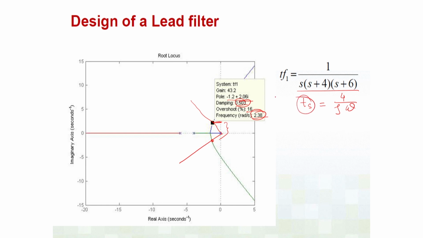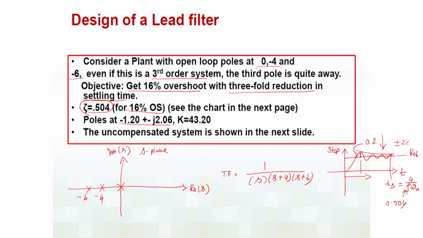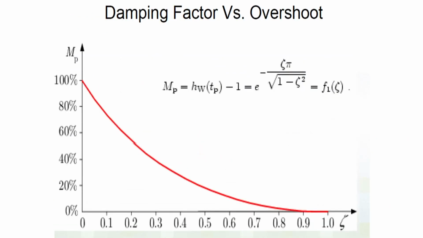So, I can get a value of the settling time, but this settling time is to be further reduced by 3 times. Threefold reduction is what we have to do, and for that we have to design the lead filter. So, let us see how we can go ahead with it. This is the chart from which you can either use this formulation or use a chart to figure out the typical value corresponding to 16% overshoot. For us we have figured it out already, this particular value.